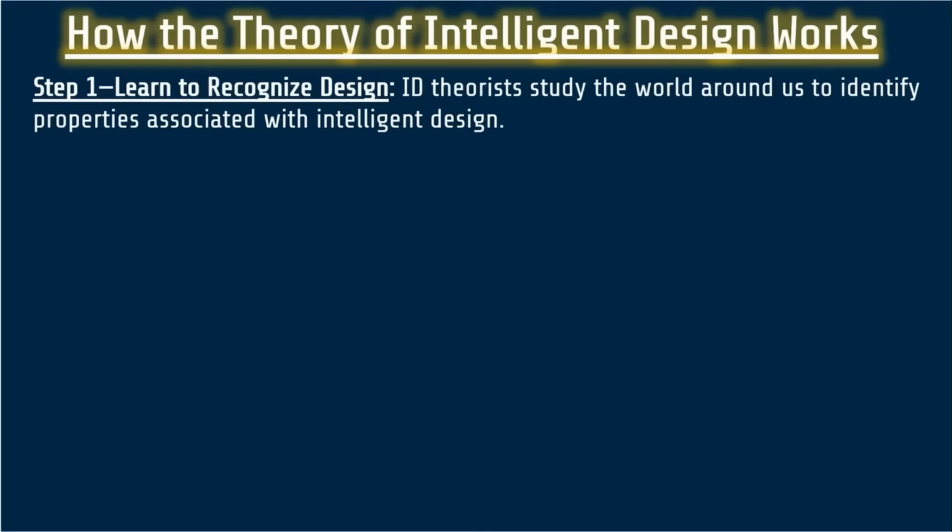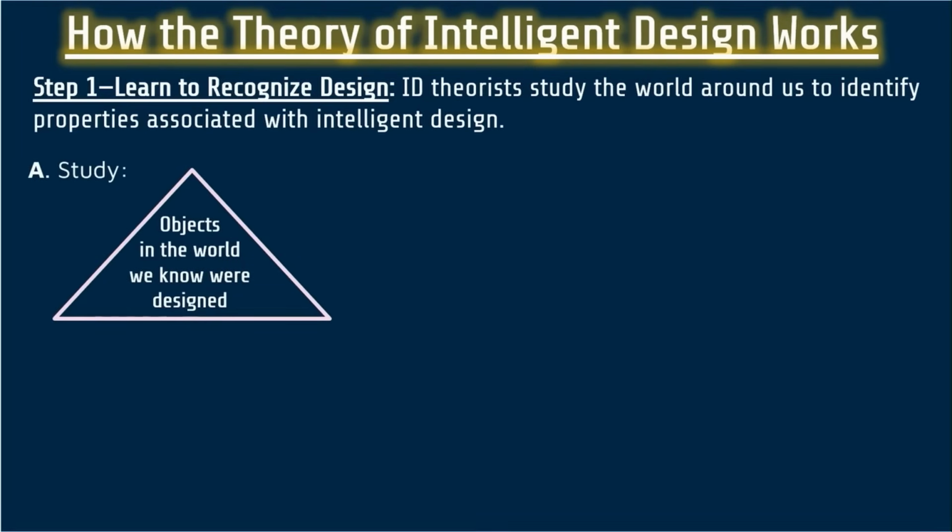Let's drill down on how the theory of intelligent design works. The first step that ID theorists take when they do an ID study is to learn to recognize design in the natural world. And we do that by studying the world around us to identify the properties of objects which are always associated with intelligent design. For example, we can study objects in the world that we know were designed: garden hoses, computers, books, languages. We can look at things that we know were designed and say, what are some special properties that we always find in objects that we know were designed?